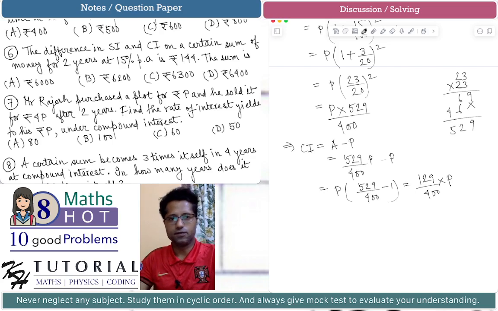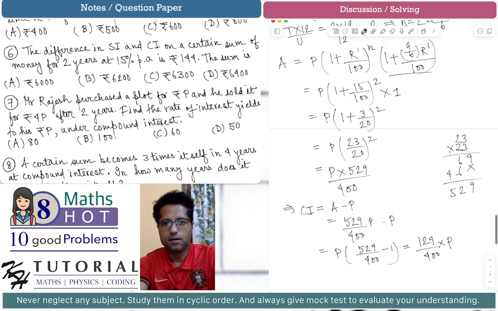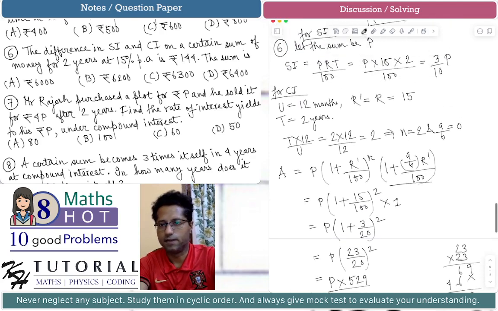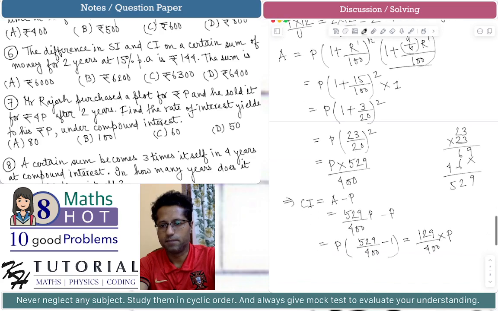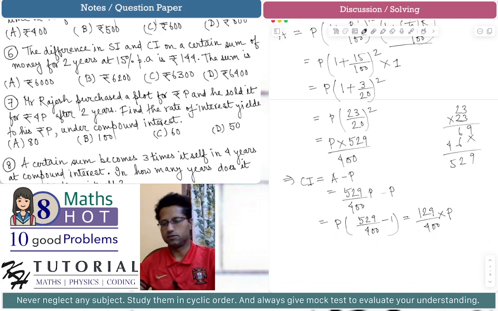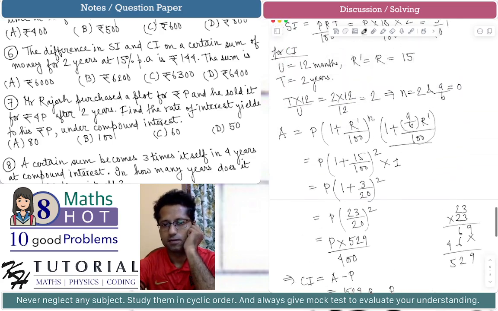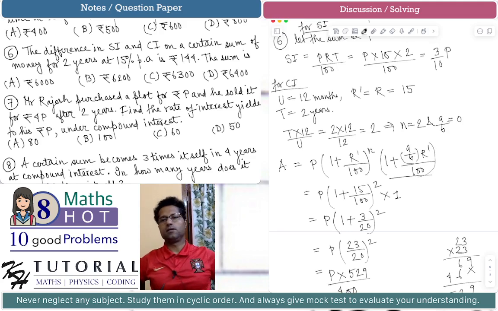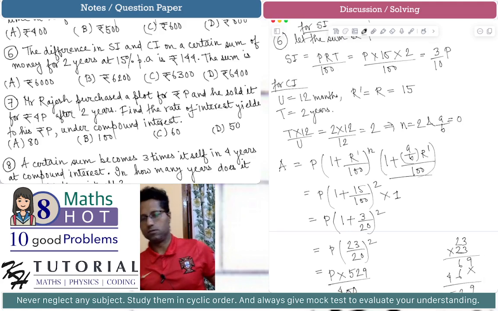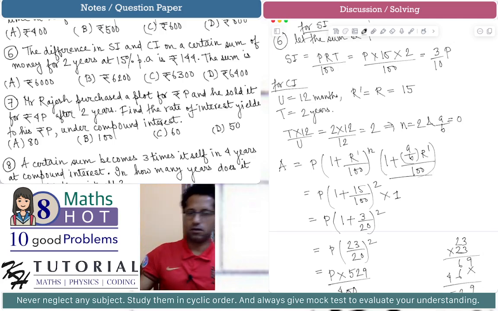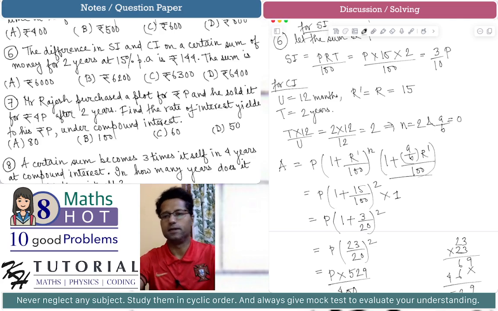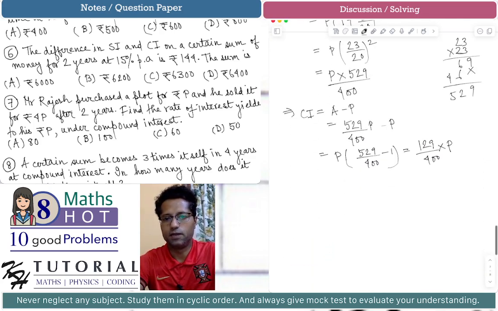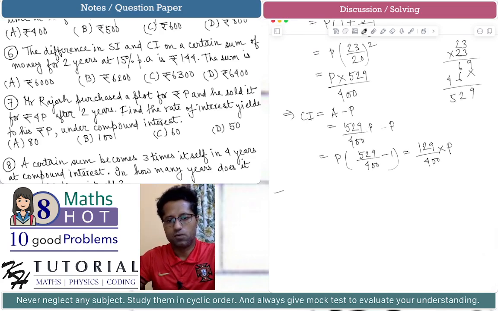Now it is given that the difference in SI and CI. So what is SI? SI was 3 by 10P, and the compound interest is 129 by 400. Now, which is bigger, CI or SI? If you multiply the fraction 3 by 10 by 40, both numerator and denominator, the numerator will become 3 into 40 is 120, and in the compound interest we have 129. So definitely compound interest is more.